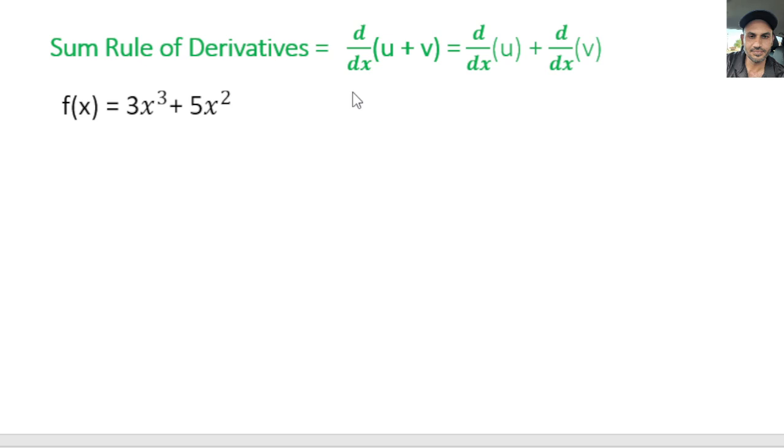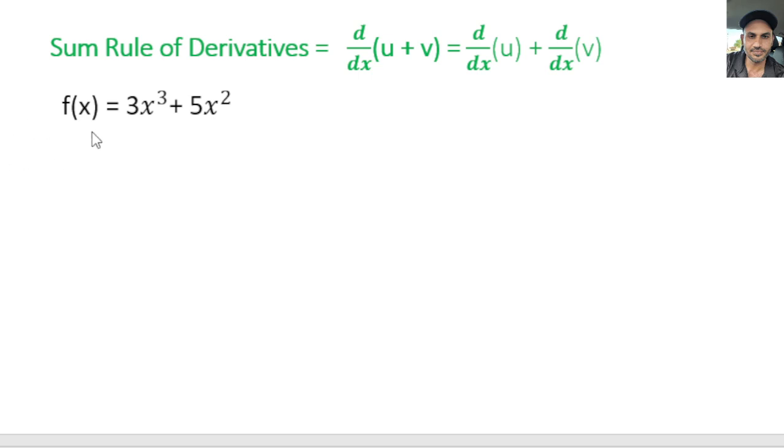So whenever we have a situation like this where our function has multiple terms in it, what we do, we take the derivative of each individual term and add it up. So that would be basically the derivative of the function in this case.